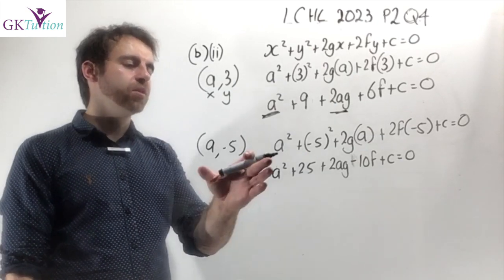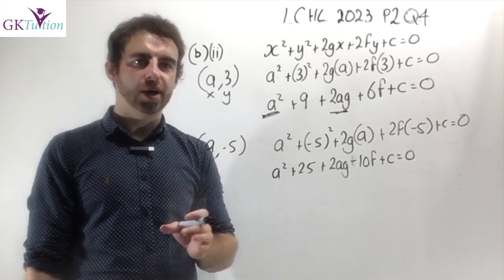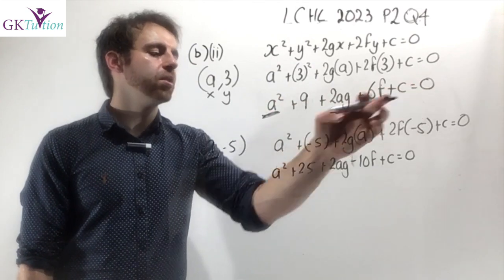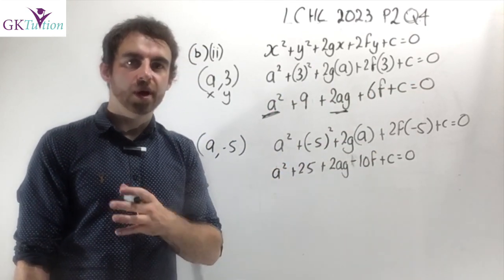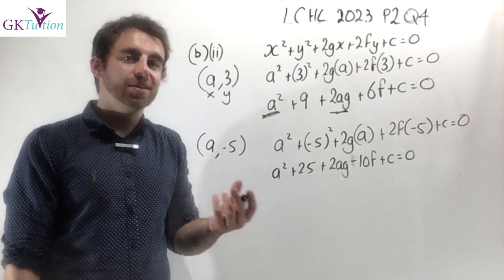What you should recognize is that both of the equations we've come up with have an a squared and a 2ag. So a handy way to deal with this, since this equation is equal to 0 and this equation is equal to 0, they're equal to each other, we're just going to let these two equations equal each other and see what happens.